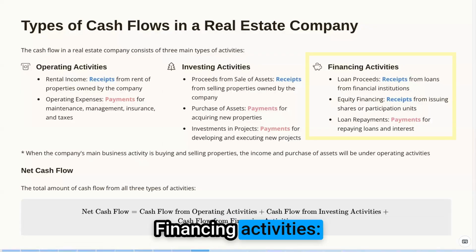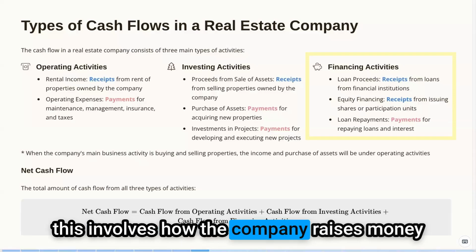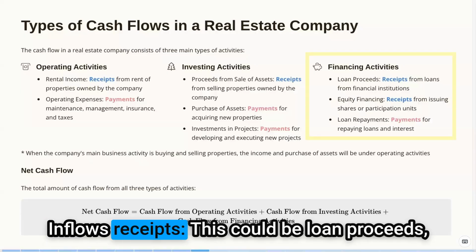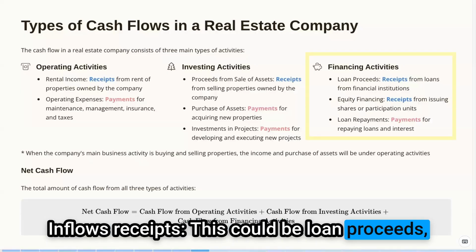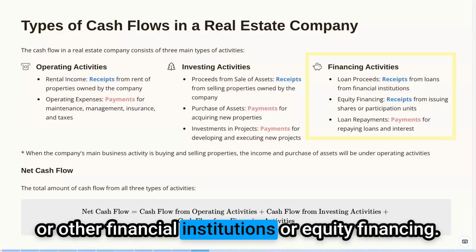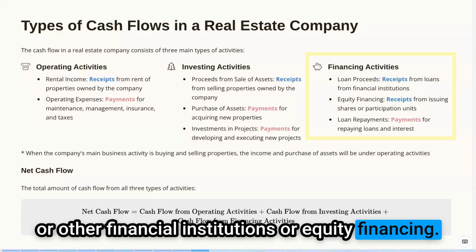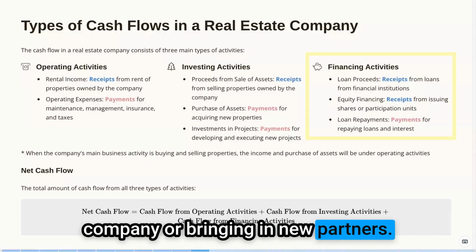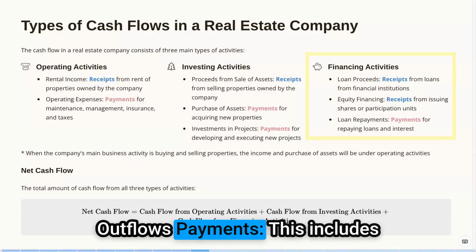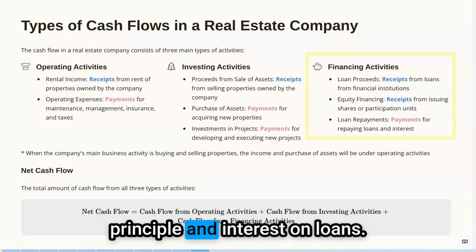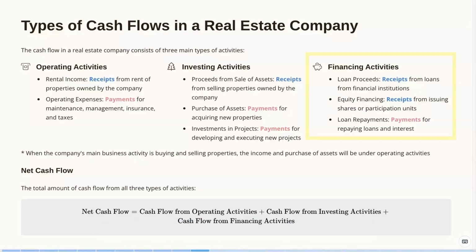Financing activities. This involves how the company raises money and pays back its investors and lenders. Inflows, receipts. This could be loan proceeds, cash received from taking out loans from banks or other financial institutions, or equity financing, cash received from selling shares in the company or bringing in new partners. Outflows, payments. This includes loan repayments, paying back the principal and interest on loans.